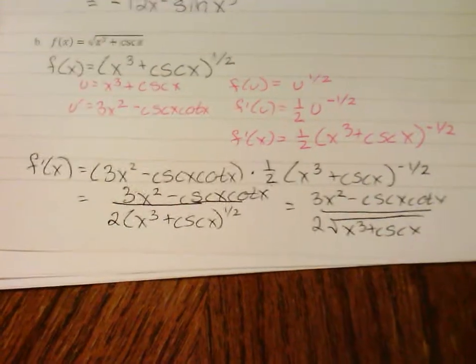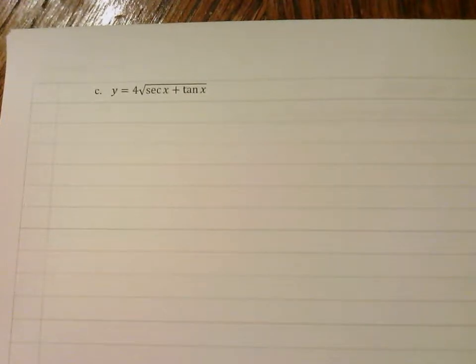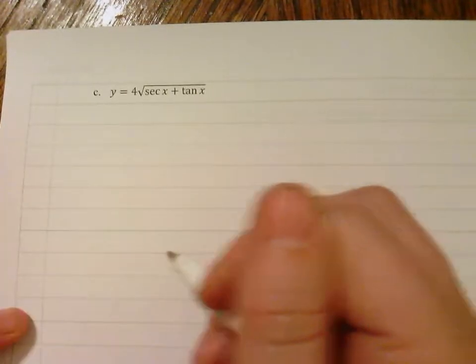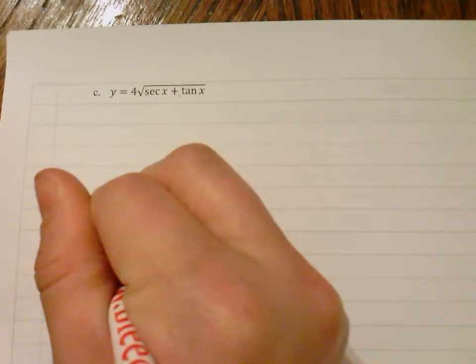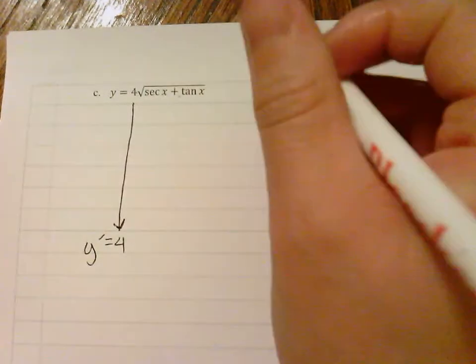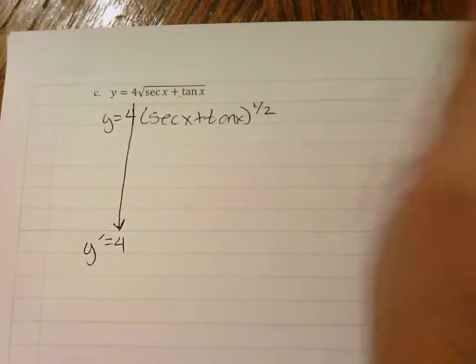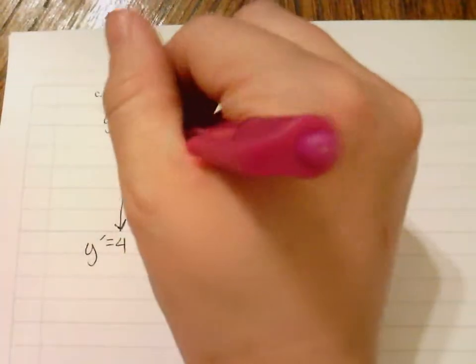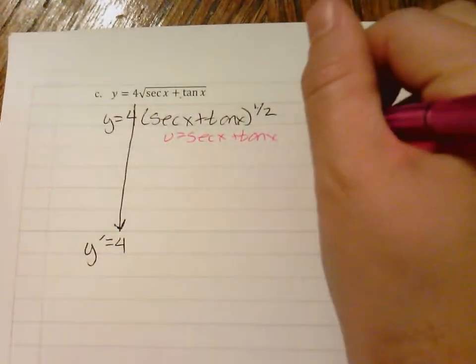Okay, next one. Pretty much just like the last one, except you're going to be multiplying by a number. So I'm going to put y prime down here. I don't know how much room this is going to take, but I'll just start down here. We're just going to bring that 4 down. If you want to, you can make this equal to 4 secant x plus tangent x to the 1/2 and make it easier. U is what is inside the parentheses, so you have secant x plus tangent x. F of u is u to the 1/2.